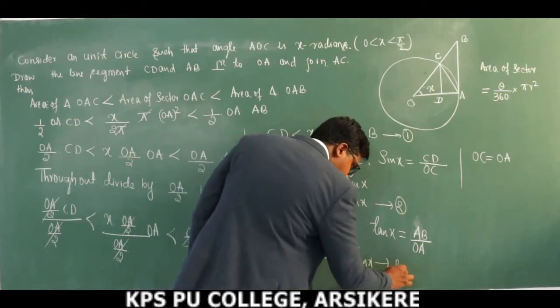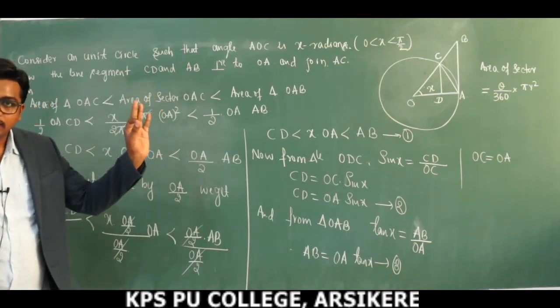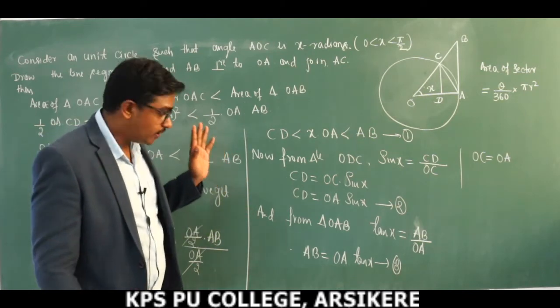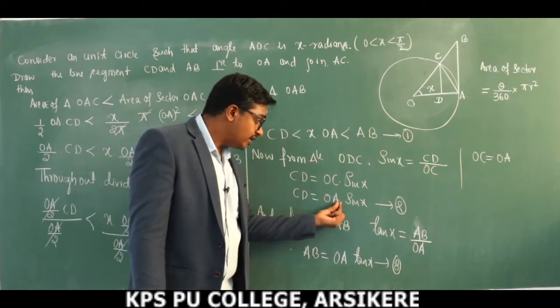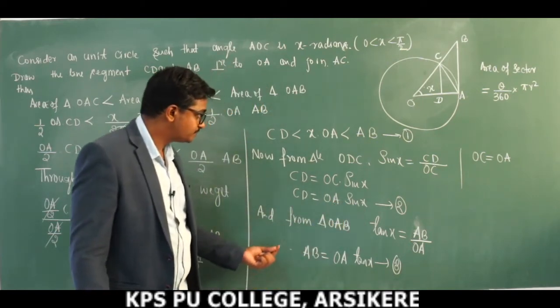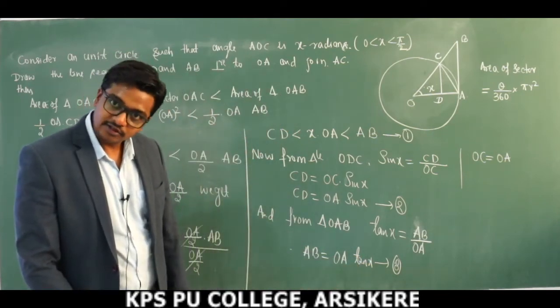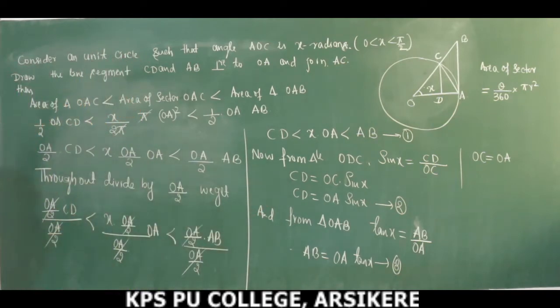So call this as 3. Understood, children? Here, in radians, x is different from 0 to pi by 2, in between 0 to pi by 2. And remember, so we got the expression for CD. CD is equal to OA sin x and AB is equal to OA tan x. Understood, children? So take a pause and note down all the things I have written here. Next.